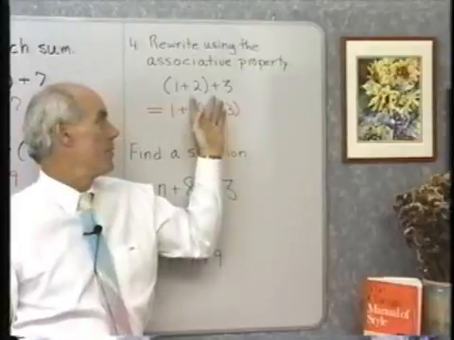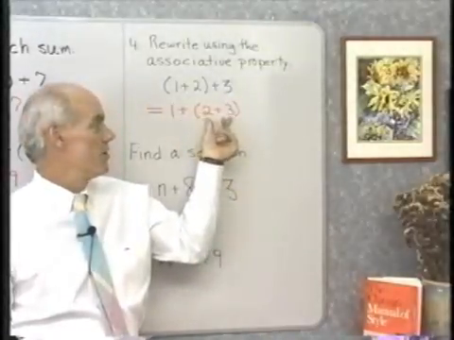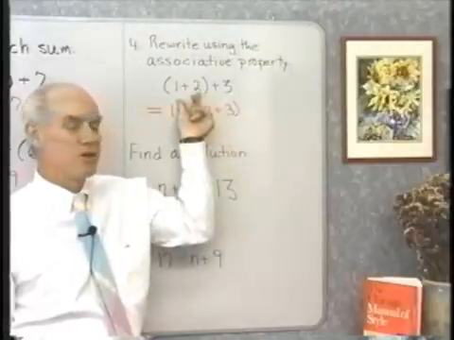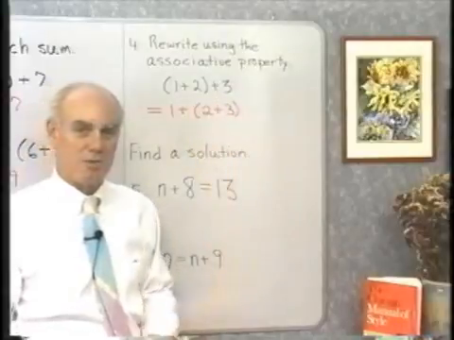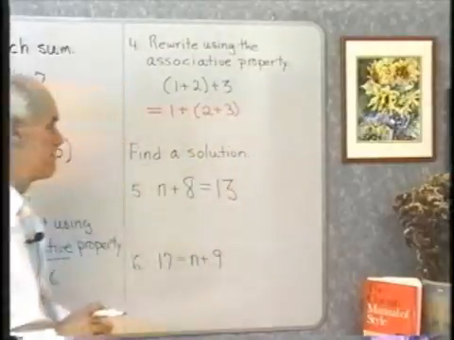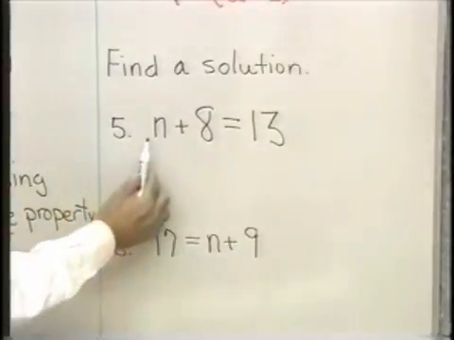When I do that, I rewrite the expression as 1 plus the quantity 2 plus 3. So here the 2 and 3 are grouped together. Here the 1 and 2 are grouped together. The property that allows us to do that is the associative property. Let's look at another example. I've written here find a solution, and I have problems 5 and 6. They're both equations.